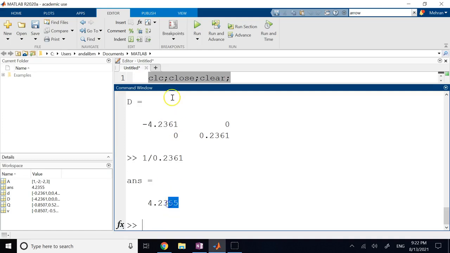Okay, the third and fourth decimal changes are because this number is not exactly 0.2361. It's only that number up to 4 decimals. Okay, so you see clearly it works.